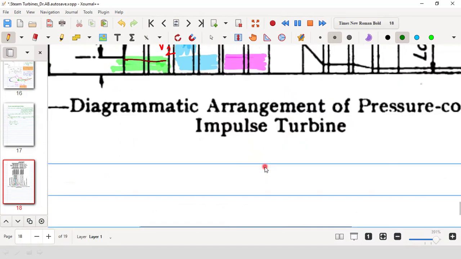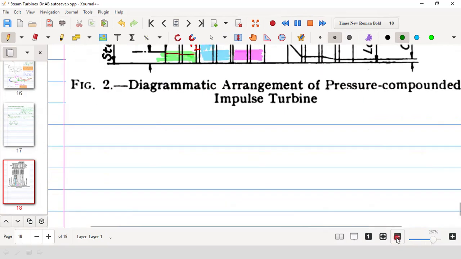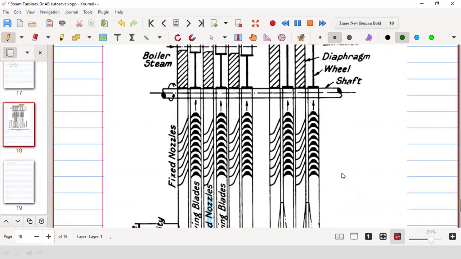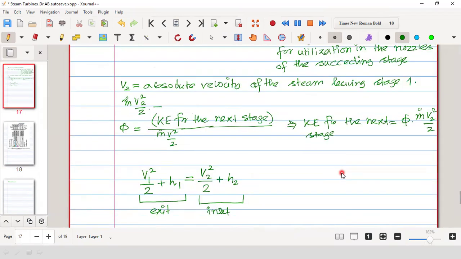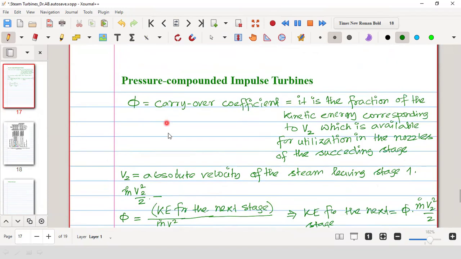Next, we will calculate the quantities in case of pressure compounding. I discussed pressure compounding in the last class, but I am recapitulating here today for completion, that phi is the carryover coefficient. It is the fraction of the kinetic energy corresponding to V2 that I just mentioned, which is available for utilization in the nozzles for the succeeding stage.